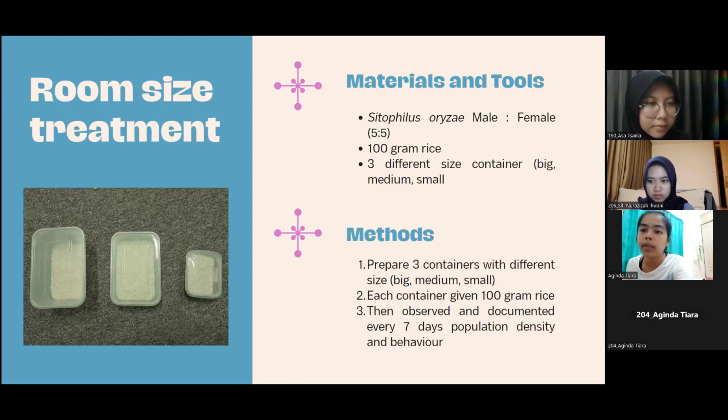And the method is, first, prepare three containers with different sizes, which are big, medium, and small. The second, each container is given 100 grams of rice. And third, observe and document the population density and behavior every 7 days.